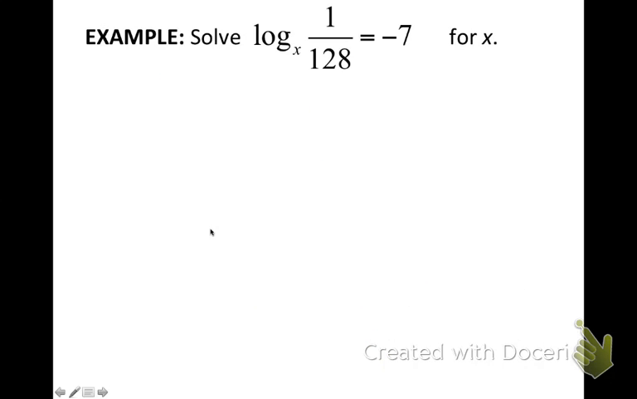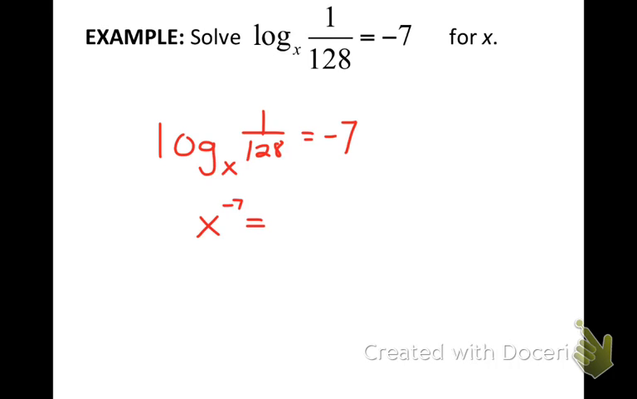All right, what about if the x was in the base? Can we just do the change of base? No, we can't. So I've got log with the base of x of 1 over 128 is equal to negative 7. Do I have a single log already here? Yes, so we can convert right away from log to exponential. My base here is x, so that's going to become the base of my exponent. What's the power going to be? Negative 7, equals 1 over 128.